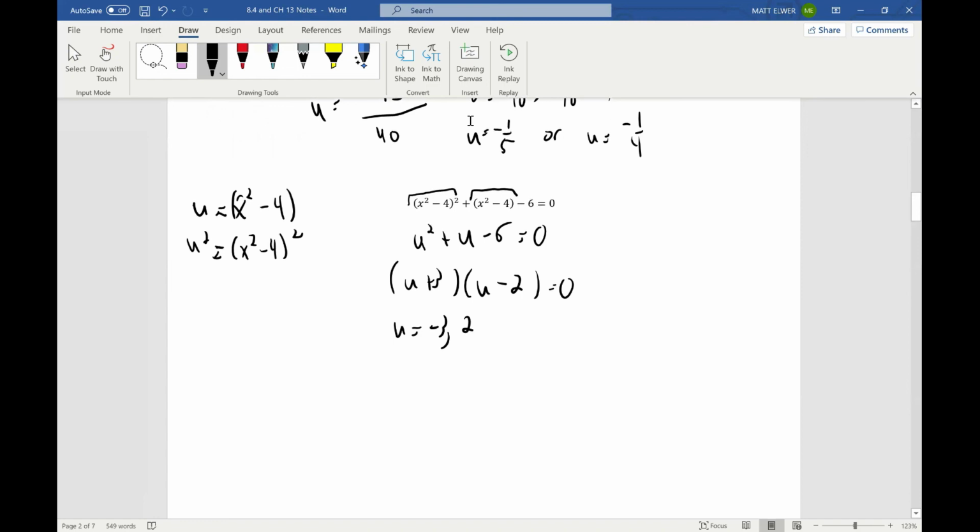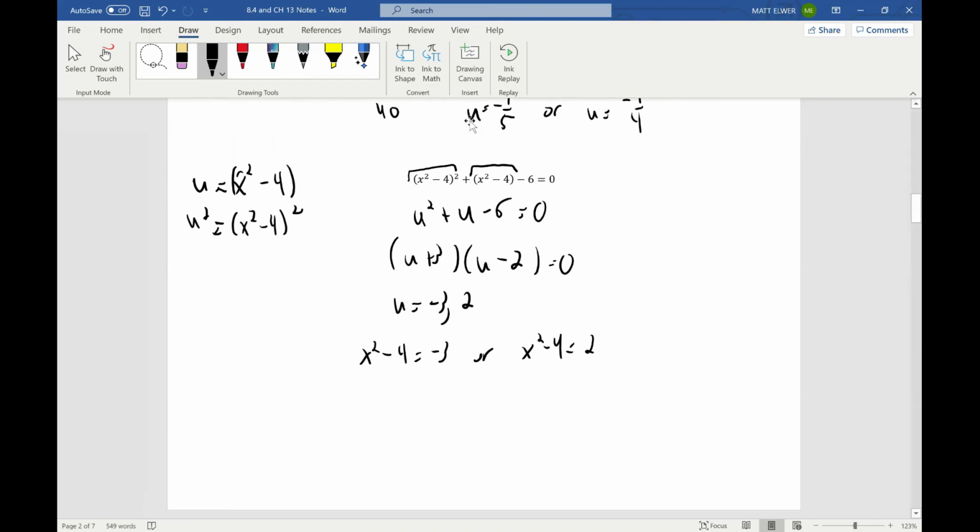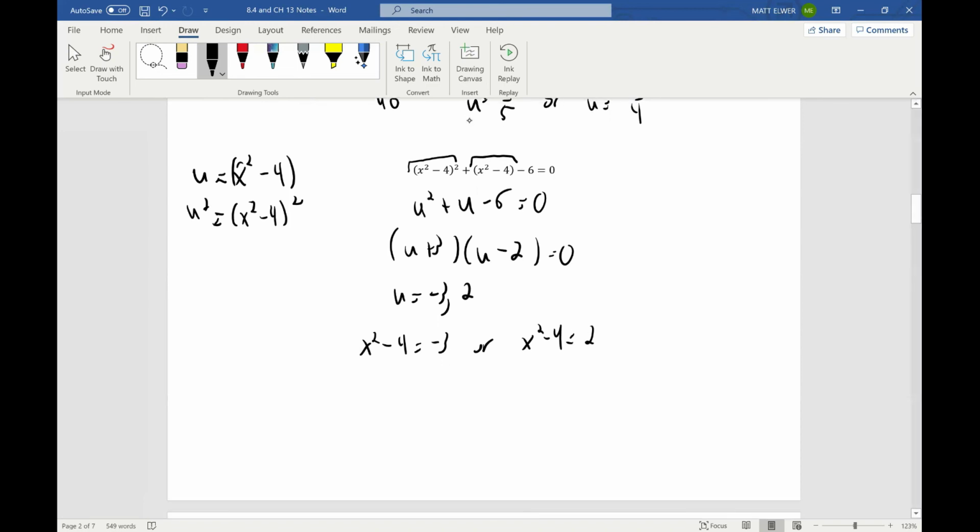Then remember that u is equal to x squared minus 4. So that's equal to either negative 3 or x squared minus 4 is equal to 2. What we can do now is solve these. I'm going to add 4 on both sides. If I do that, we get x squared is equal to 1. Add 4 on the other one, we get x squared is equal to 6.